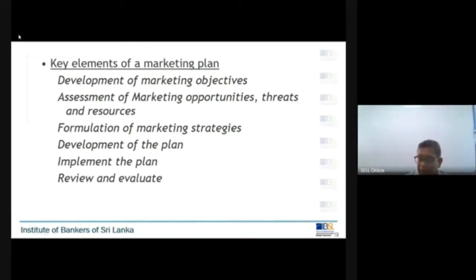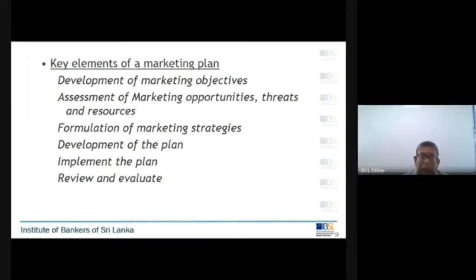Right, roughly we went through the steps involved in the marketing plan. This is in fact your 2017 first question. I think fourth question also, right? 2 marks only. They ask key elements of marketing plan. So if they ask what are the key elements of marketing plan, the answer needs to be only this: development of marketing objectives, assessments of marketing opportunities and threats and resources.